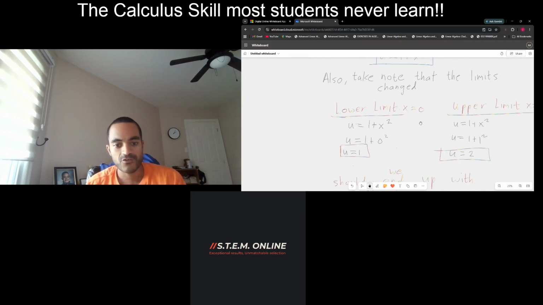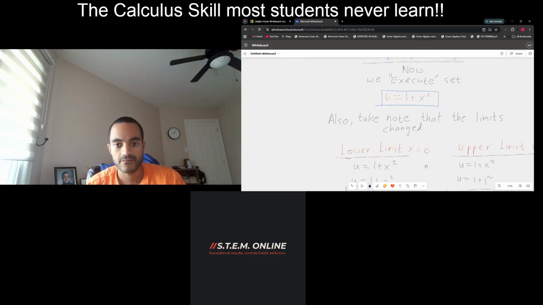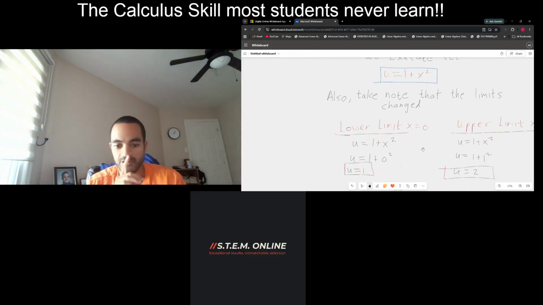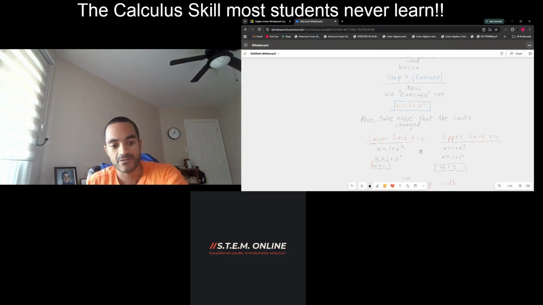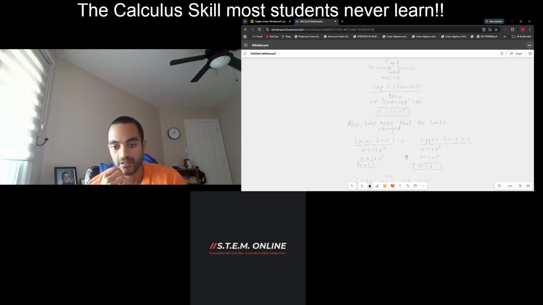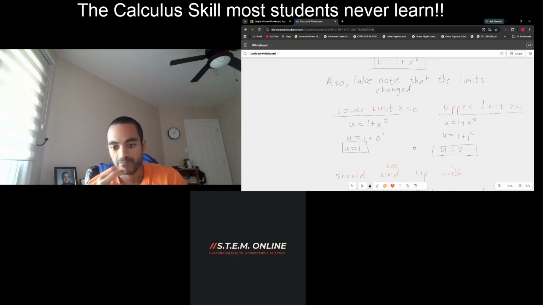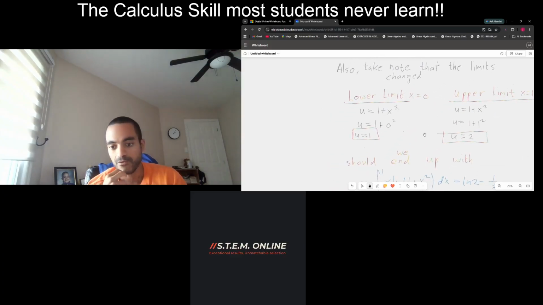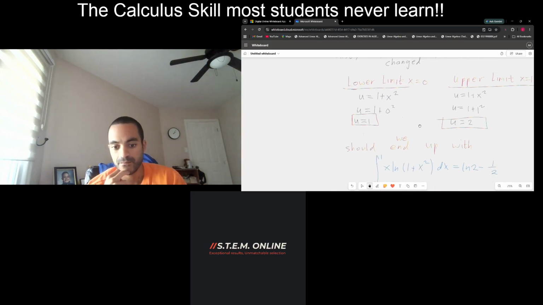Since we know u is a function of x, our u substitution was 1 plus x squared. Substitute x equals 0 for the lower limit, and then we get an output for u at the lower limit in terms of u. So u is 1. Very straightforward. Upper limit at x equals 1: u equals 1 plus x squared, plugging in x equals 1, we get u equals 2. The upper limit of integration is u equals 2.